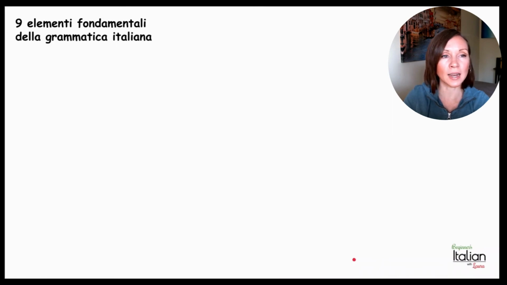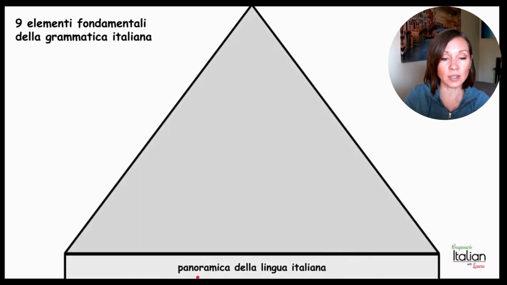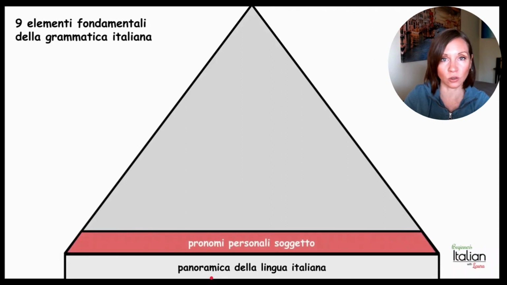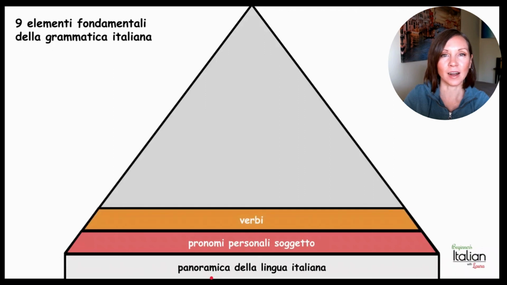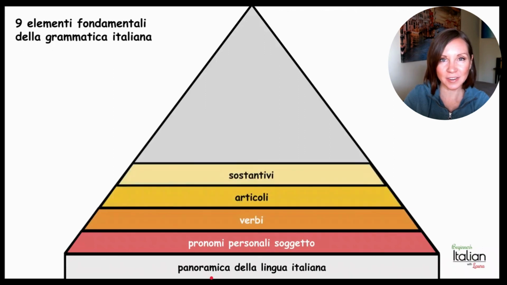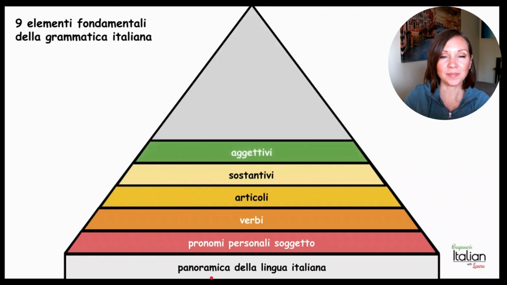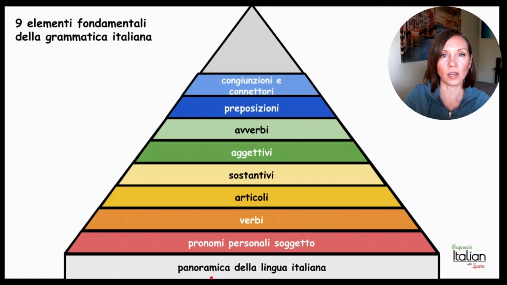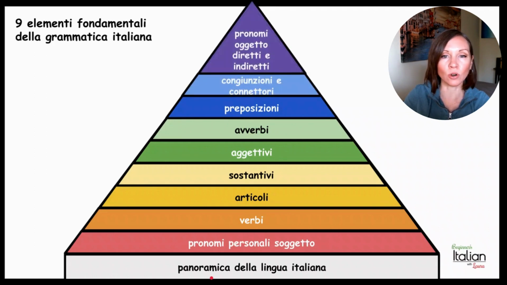So we have 9 elementi fondamentali della grammatica italiana. So the first one, we have the overview is, panoramica della lingua italiana. And then we have pronomi personali soggetto, verbi, articoli, sostantivi, aggettivi, avverbi, preposizioni, congiunzioni e connettori, e finalmente pronomi oggetto diretti e indiretti. Okay, so on we go.